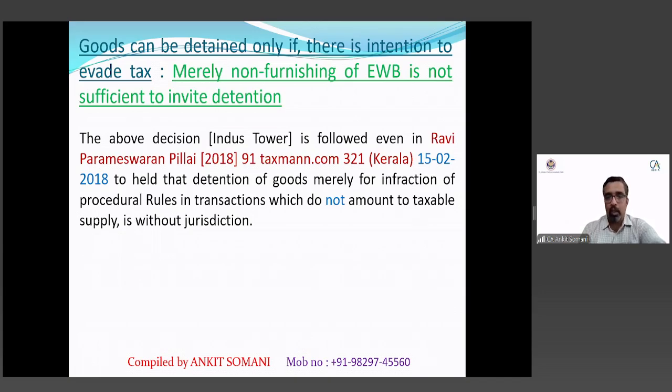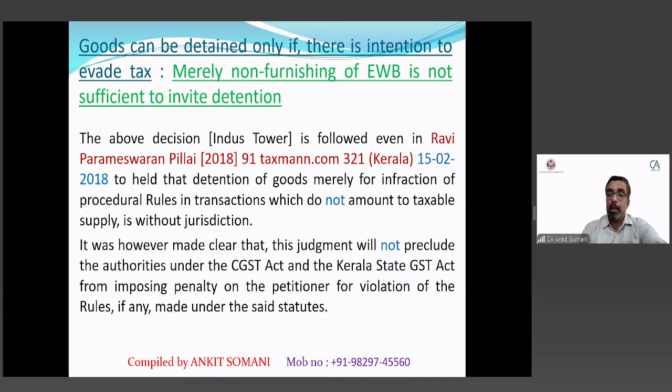Again, the above decision, Indus Tower, is followed in the case of Ravi Parmeshwaran Pillai, 2018 judgment, again of the Kerala High Court, which held that detention of goods merely for infraction of procedural rules in transactions which do not amount to taxable supply is without restriction. It was, however, made clear that this judgment will not preclude the authorities under the CGST Act and the Kerala State GST Act from imposing penalty on the petitioner for violation of the rules, if any, made under the said statutes. So, meaning thereby, only the tax portion is to be avoided.